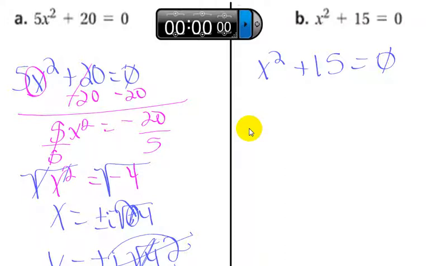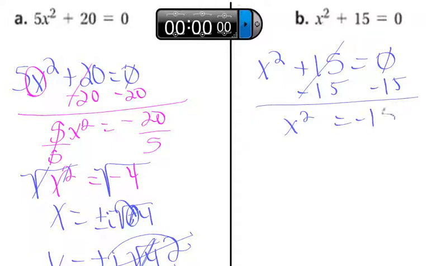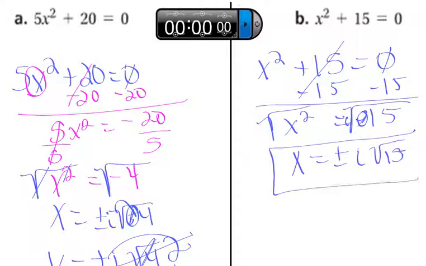So now we have to subtract 15 from both sides. And we have x squared equals negative 15. We'll take the square root of each side, and we get x equals positive negative, and this comes out as an i radical 15. And that's as simplified as we can get it, and that's your answer.